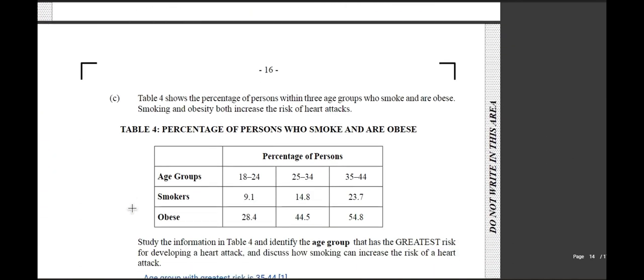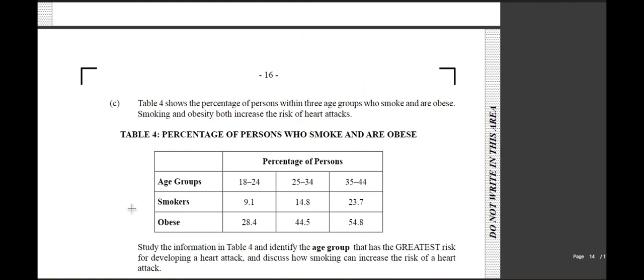And then we have a nice little table. So let's see what's going on here. Table 4 is showing the percentage of persons within 3 age groups that smoke and are obese. Smoking and obesity both increase the risk of heart attacks. Right? So let's see. So it's an interesting outline. We have the age groups on the side. So this would be your x-axis if we were to draw a graph. And these would be the y-axis if you were to draw a graph.